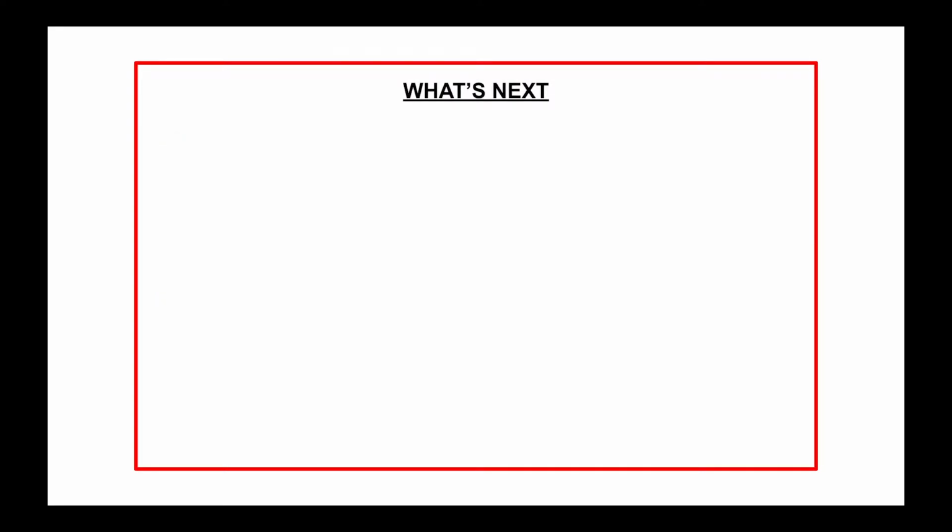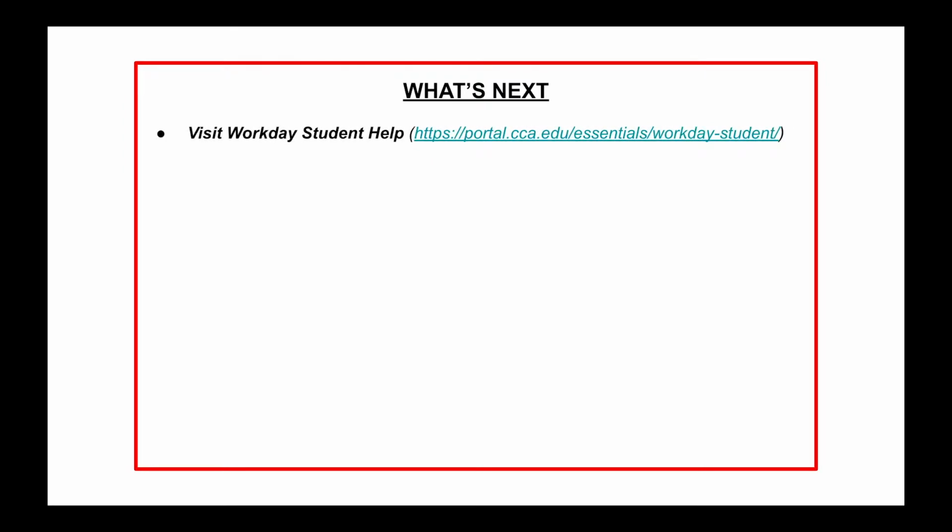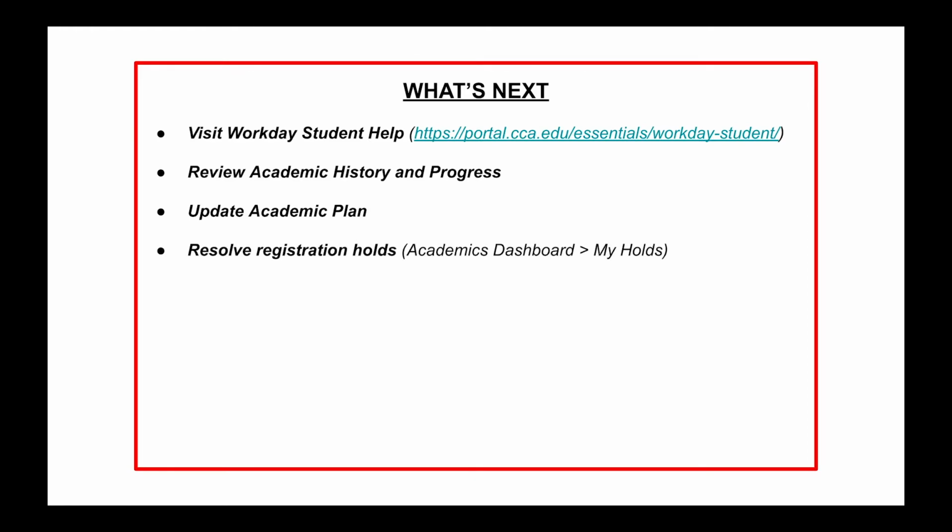So what's next? You'll want to visit Workday Student Help to view all the step-by-step guides that have been created for you. These will provide you with detailed information on how to use each and every one of those tools that we discussed today. You'll want to review your academic history and progress to ensure accuracy, and you want to update your academic plan with your most current registration. You'll also want to resolve any registration holds to ensure that you're able to make those schedule adjustments as needed.